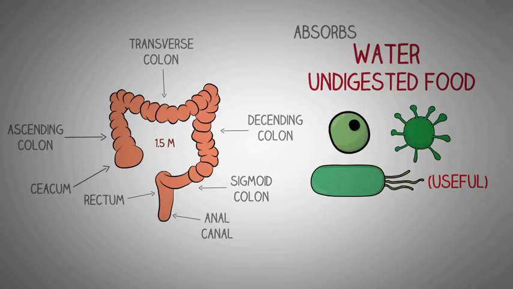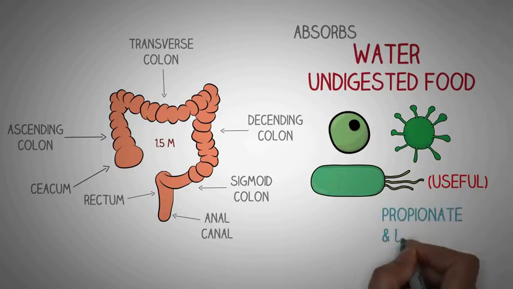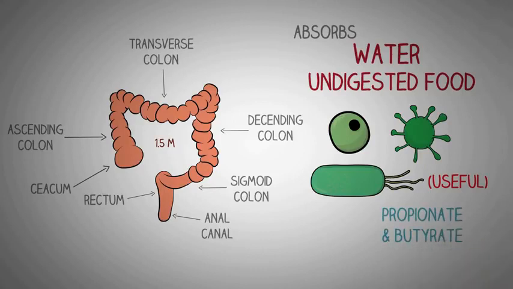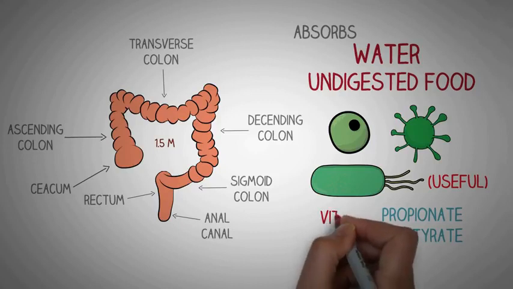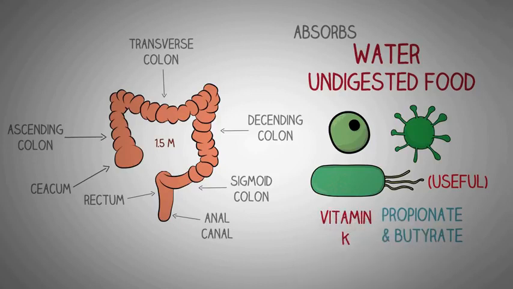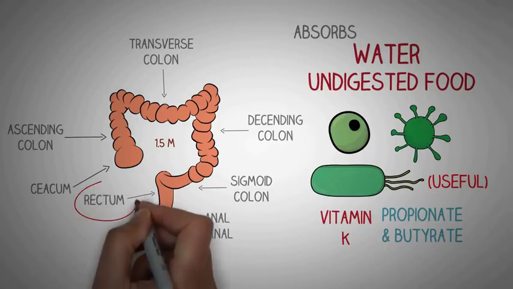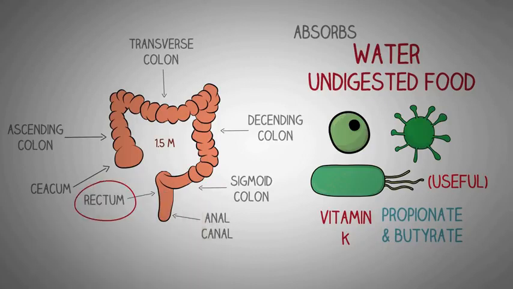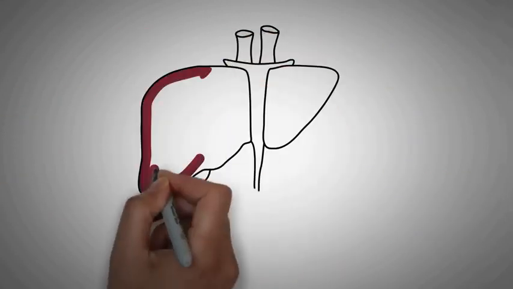In the large intestine, the microbes act on the remaining food and produce important compounds like propionate, butyrate, etc. These compounds are used by the large intestine cells for their nourishment. Important vitamins like vitamin K are also produced. After this, the remaining material turns almost solid, which is compacted in stools and stored in the rectum till it's excreted through the anus. So this was a brief review of the human digestive system.